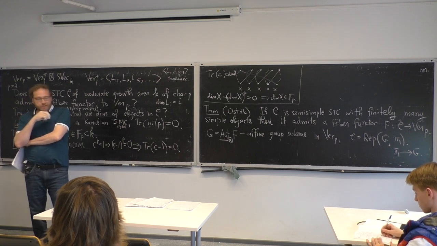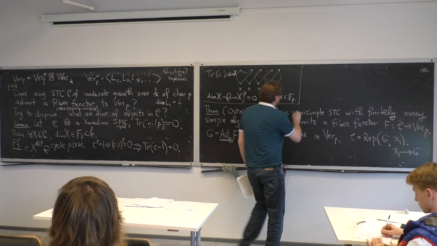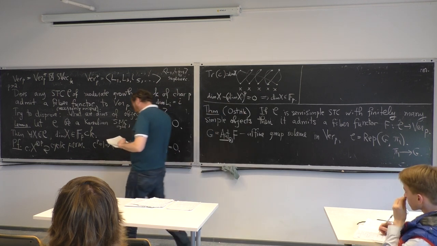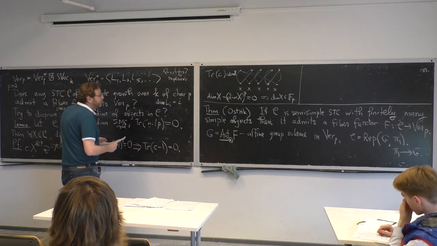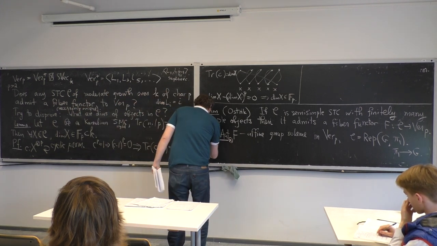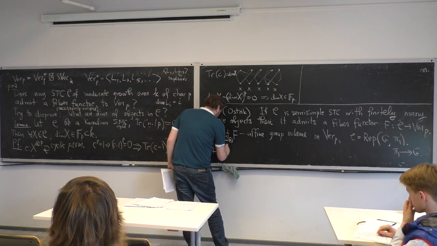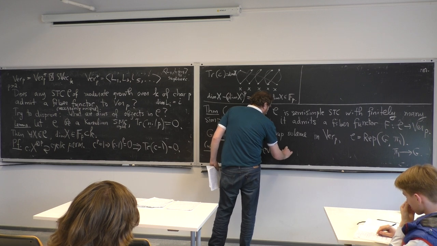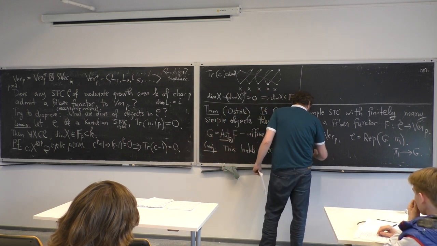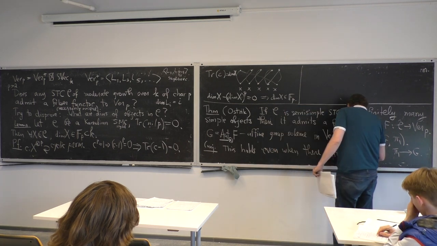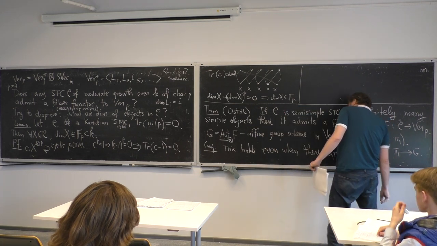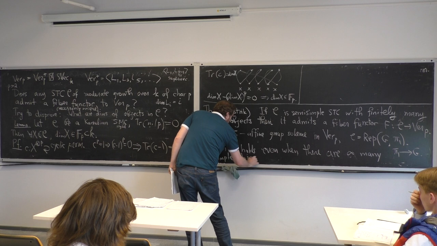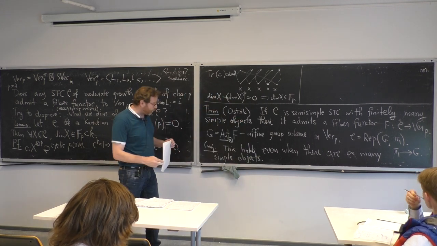That's right, yes. So I will explain more of that next time. So let me try to wrap up. I should say that there is a conjecture of Ostrik. This holds even when there are infinitely many simple objects. So this remains open currently.